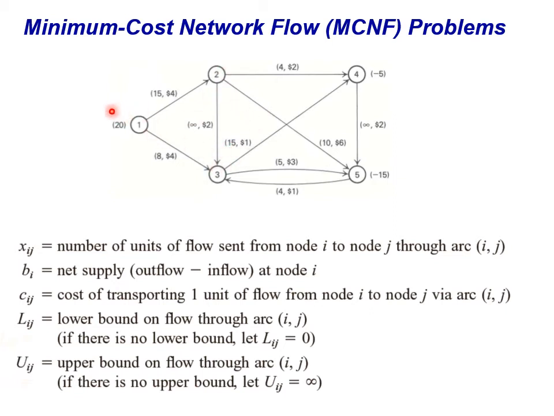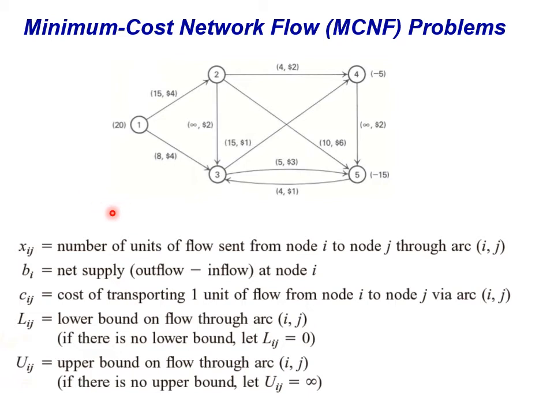When we look at the total supply on the network, the total supply is only from node 1, which is 20. And when we look at the total demand, which is nodes 4 and 5, the total demand is equal to the total supply, which means that we can find a feasible solution to this problem.